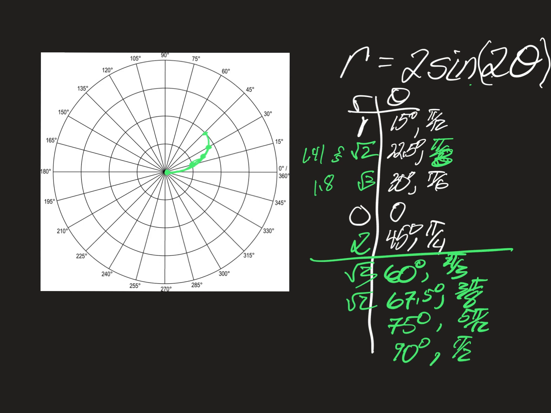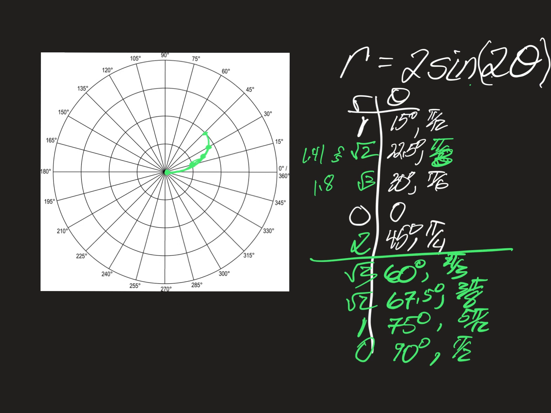We went 0, 1, square root of 2, square root of 3, 2, and now we're going 2, square root of 3, square root of 2. This one should be 1, and this one should be 0. So let's check. 5 pi over 12 times 2 is 10 pi over 12, or 5 pi over 6. Sine of 5 pi over 6 is equal to 1/2. 1/2 times 2 is 1.